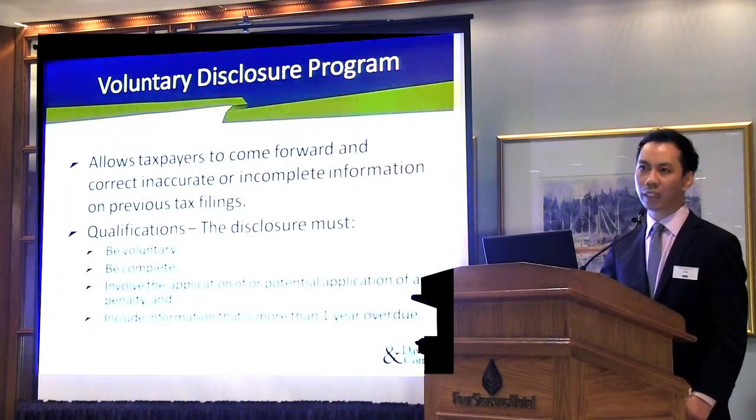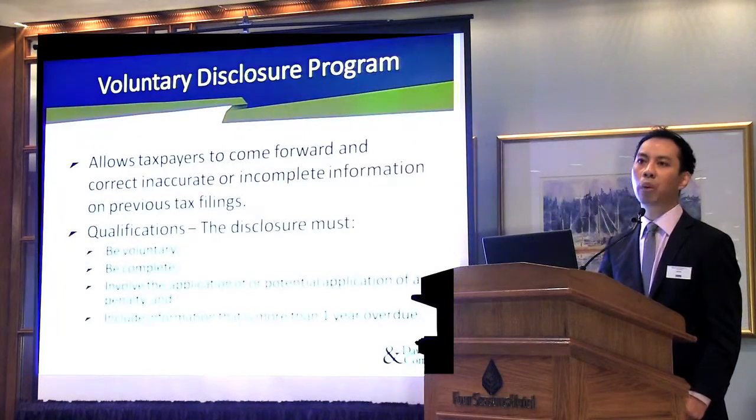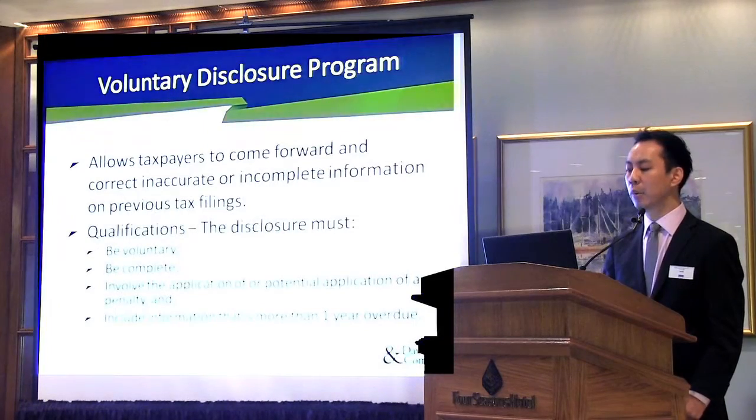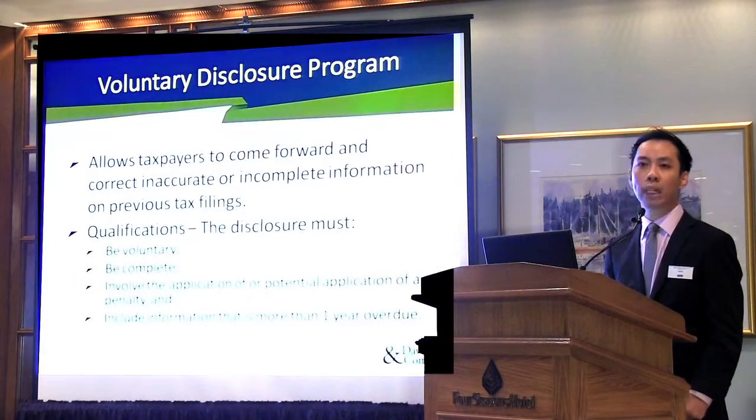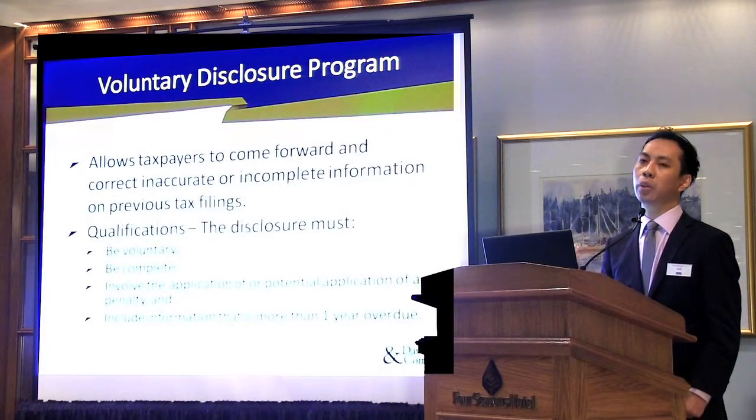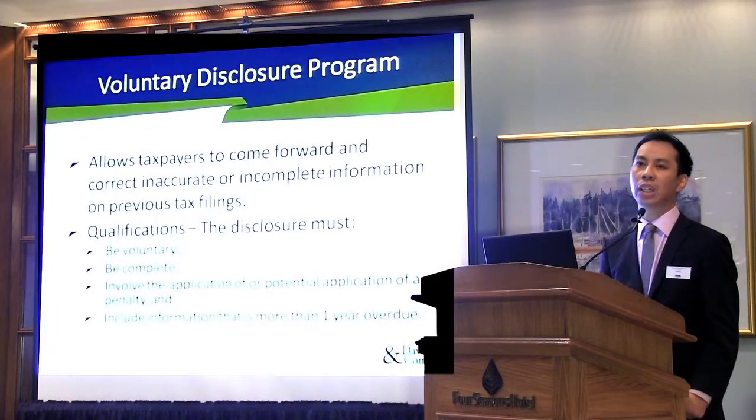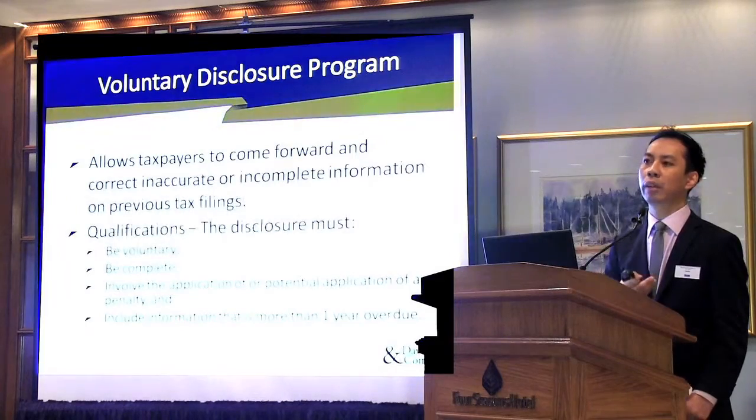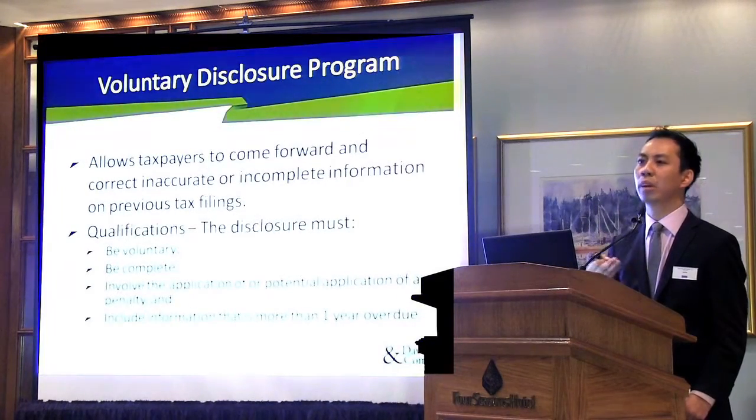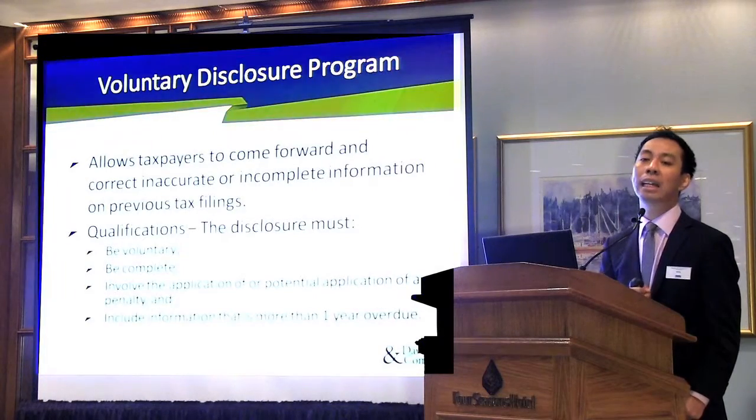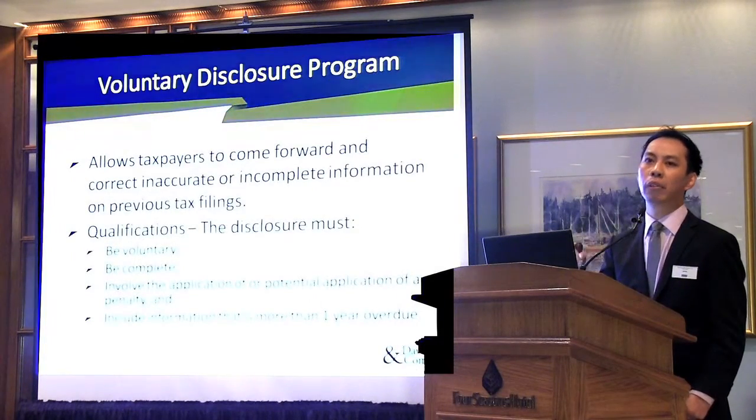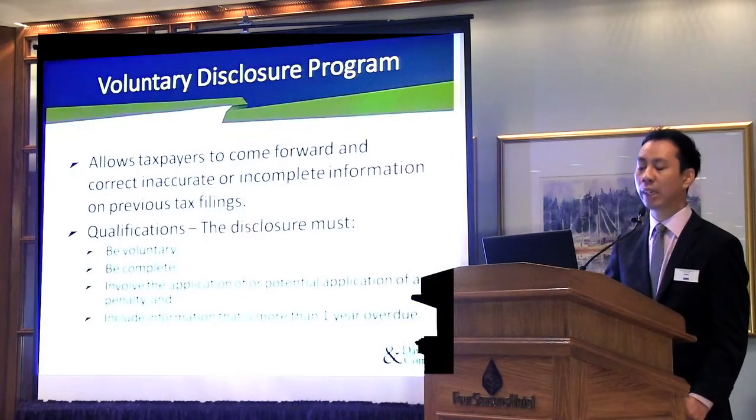So with any other type of good program, there's always qualifications or criteria that need to be met. There's really four main criteria that need to be met for the VDP. Number one, it needs to be voluntary. So there can't be any type of enforcement action against the taxpayer. So if you're currently under audit for your T2 return, well, you're kind of out of luck at that point in time. Or if you know there's an impending audit, you'd be offside on that particular criteria.